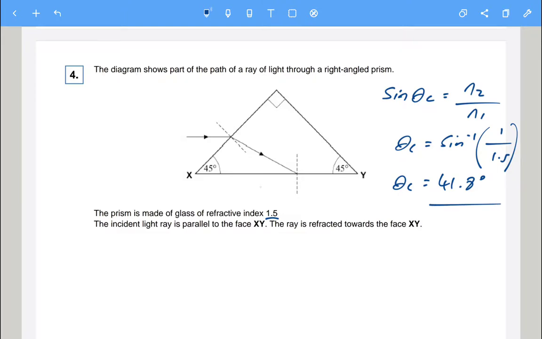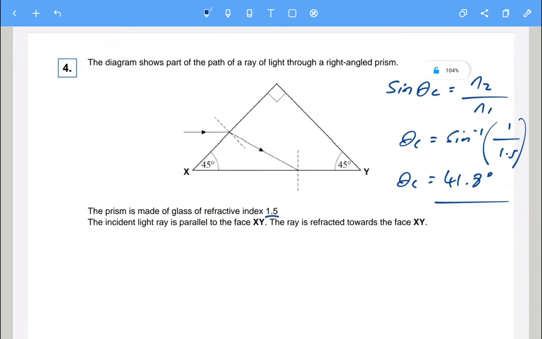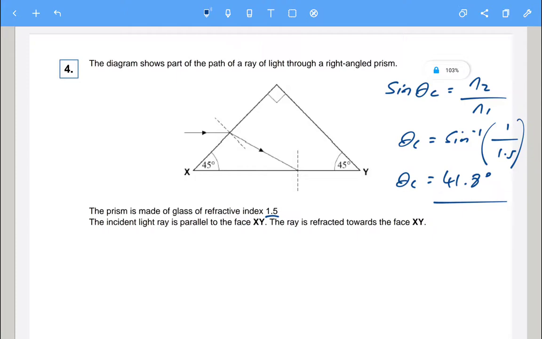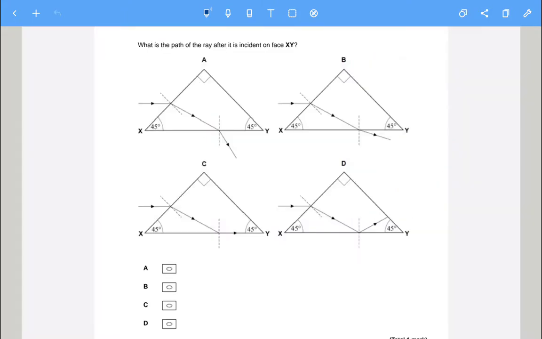So then we just need to figure out which. We know it's 41.8 degrees. The angle of incidence is 45 degrees. So that means it will hit this one at 45 degrees, which is above the critical angle. So we're going to get some total internal reflection. Let's look at our options for our answers. It will reflect, by the way, up in this direction. As you can see from our available answers, the only one that it could possibly be is D. It's the only one that undertakes some total internal reflection.